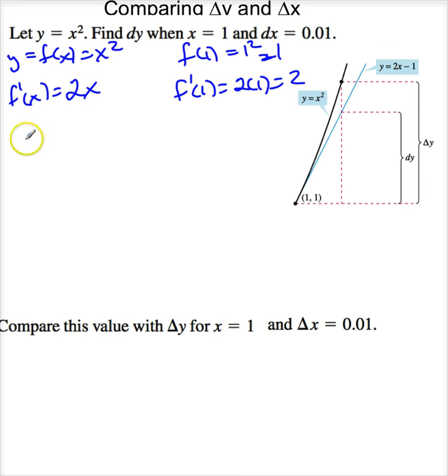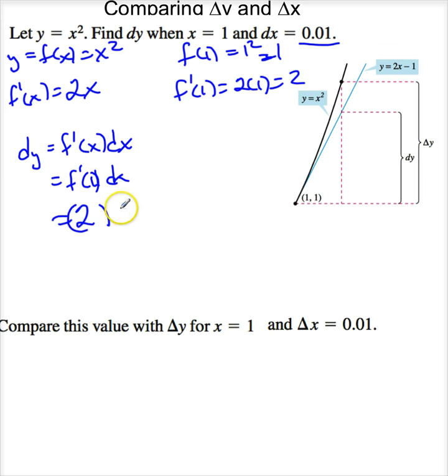So I'm looking for dy. dy is f prime of x dx. So I'm really looking for f prime of 1 times dx. In this case, dx is 0.01. f prime of 1 is 2. dx is 0.01. So my differential of y is 0.02.